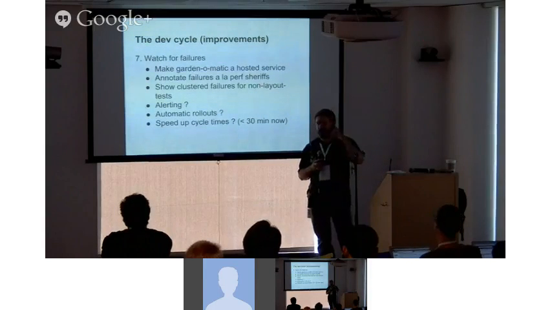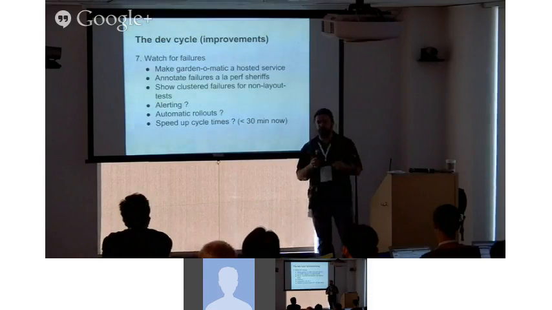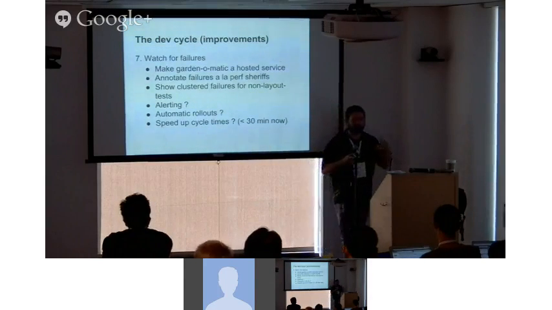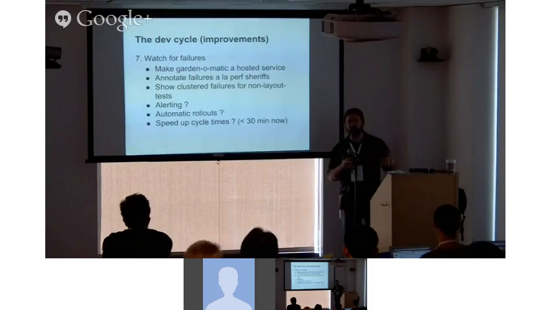Okay. Watching for failures. These days, we have this green tree policy that is different than what we had in webkit.org, right? We want things to be green most of the time. You should be able to sync to basically any revision of Blink and have the odds be good that things actually work. I think we're doing pretty well.